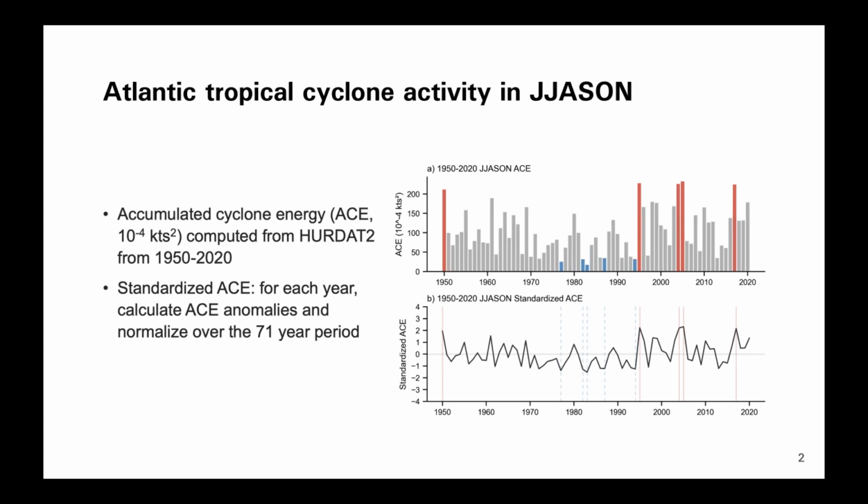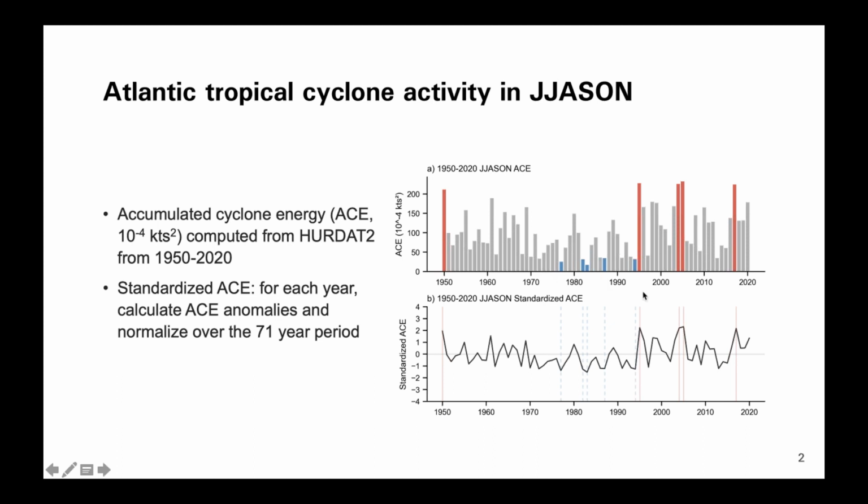Now, the time period here in this time series is from 1950 to 2020, and this is a time domain I'm going to use throughout this seminar, which includes the more reliable tropical cyclone data obtained after reconnaissance flights began. Now, the 5 most active hurricane seasons as measured by ACE are given by the red bars, with the 5 least active years shown in blue.